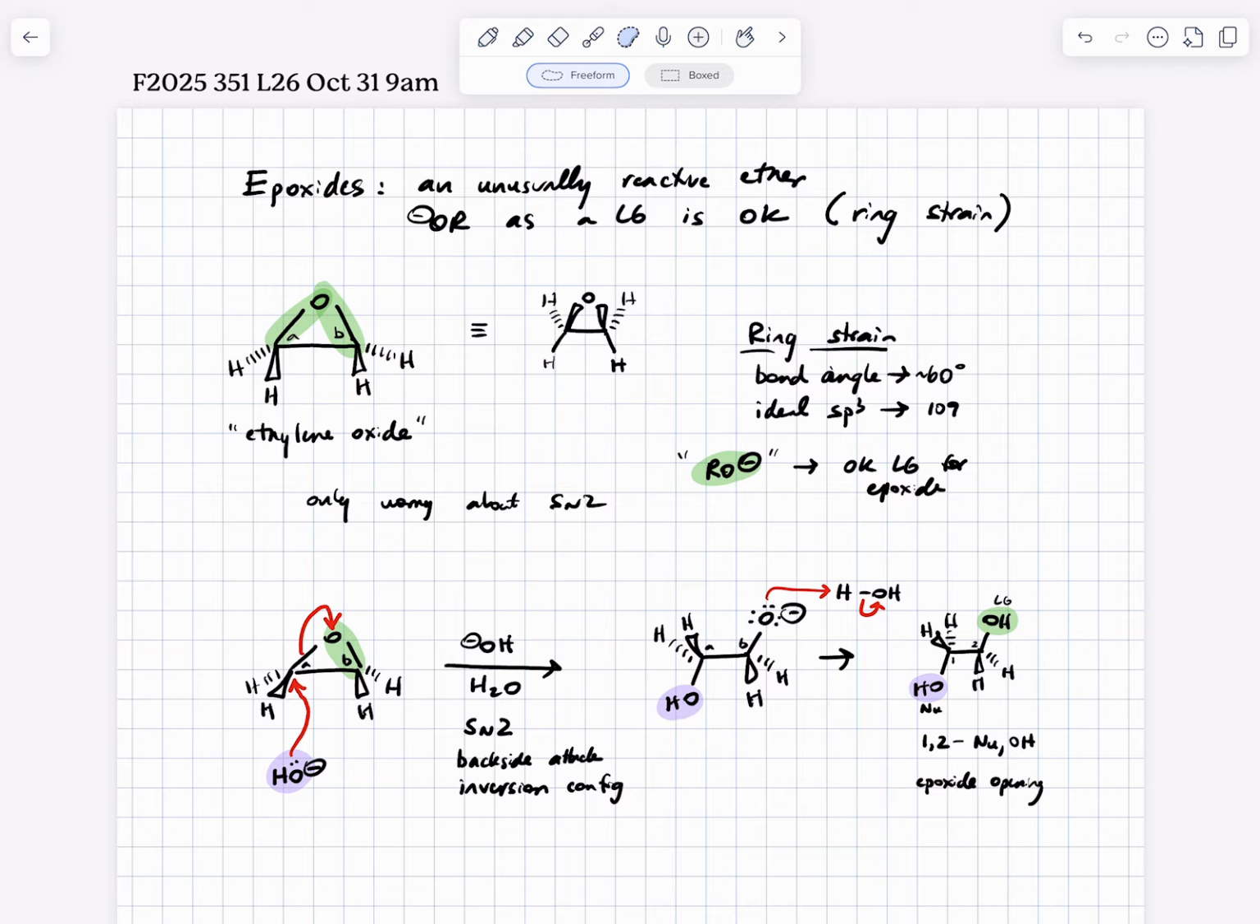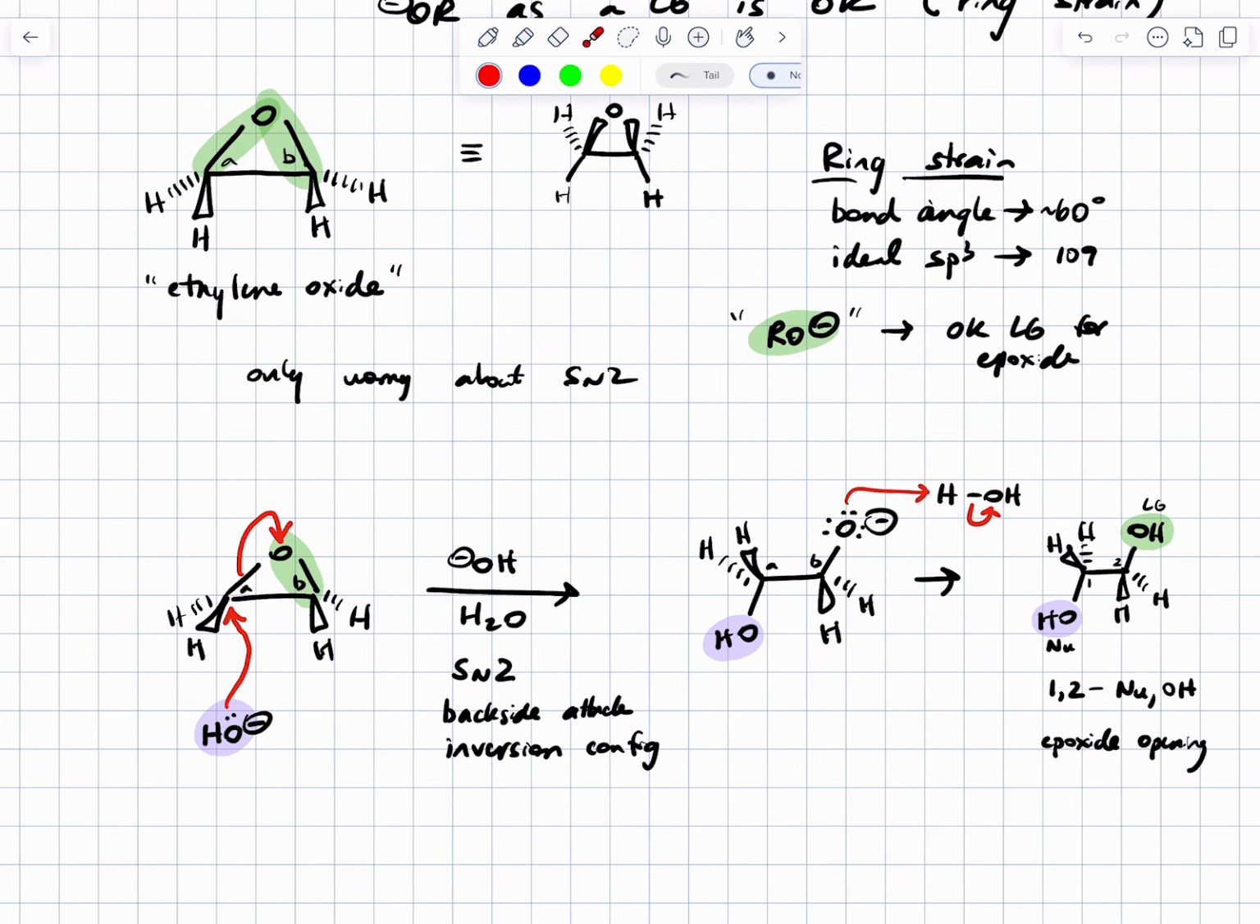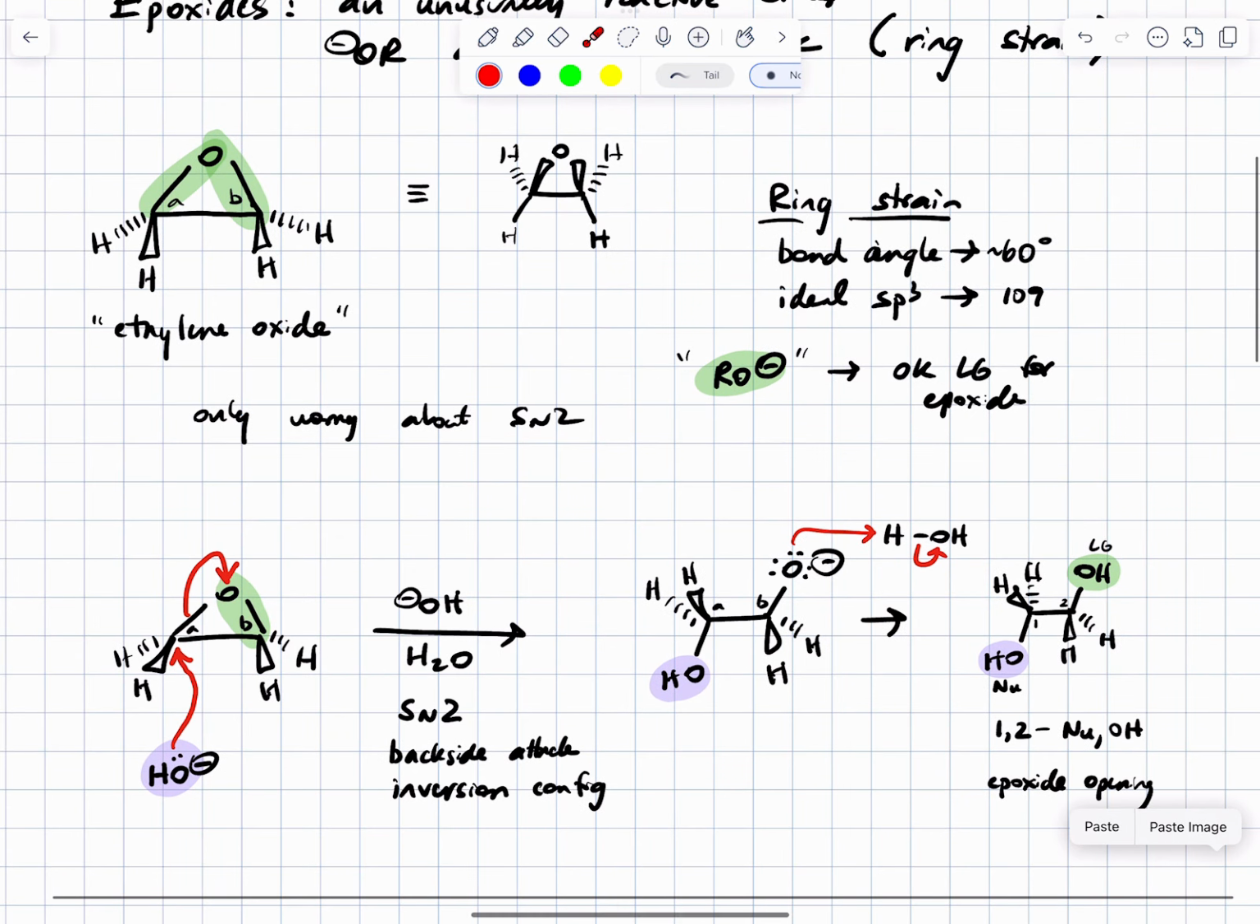So with epoxides, the whole theme of chapter 9 was that OH minus and OR minus are terrible leaving groups. However, in the case of the epoxide, it's okay because if this OR group leaves, you relieve a lot of ring strain. So the relief in ring strain pays for the opening of the epoxide, even though an OR minus group is typically a bad leaving group. The mechanism of the reaction is SN2. It involves backside attack with inversion of configuration.